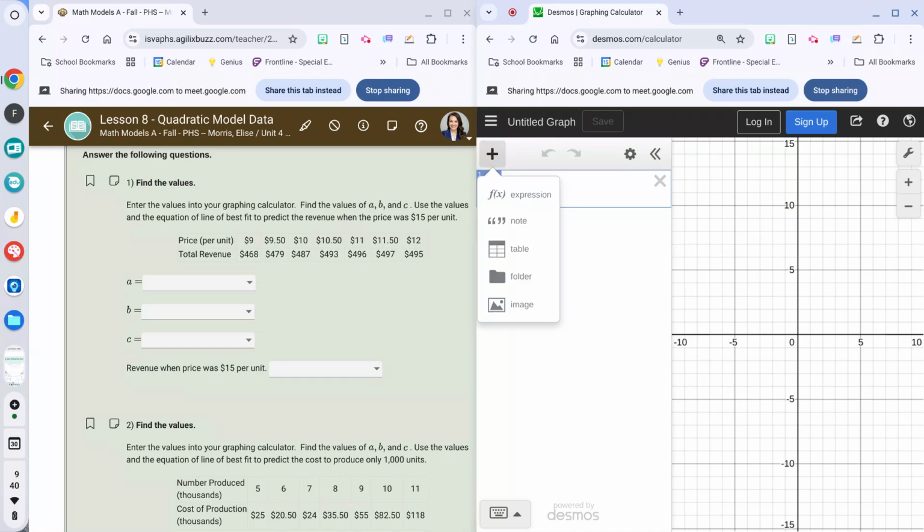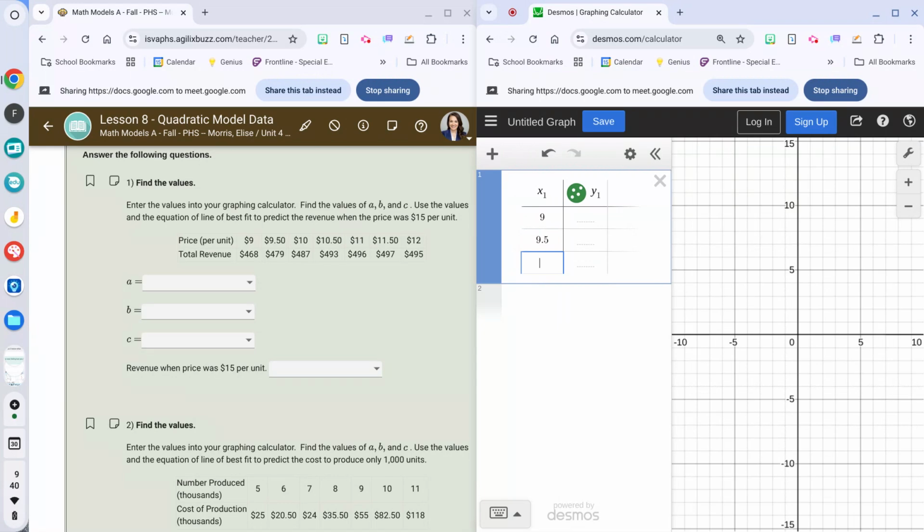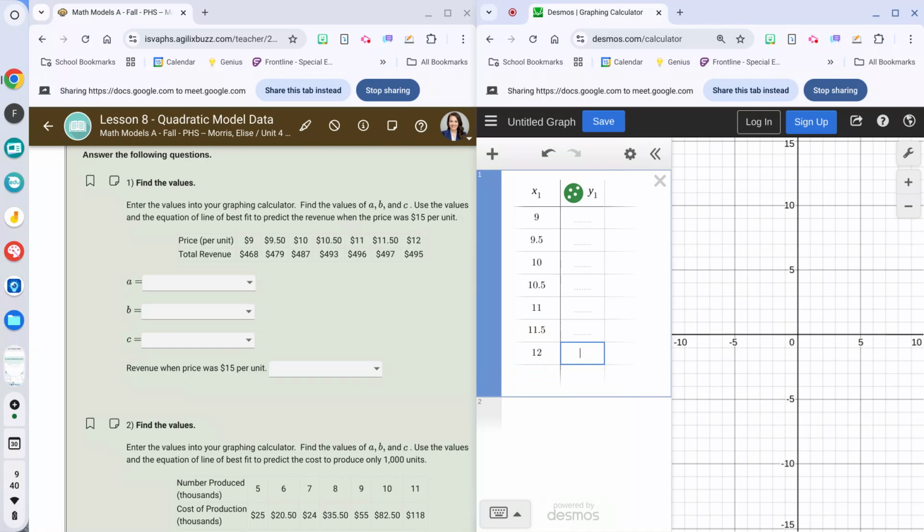So we're going to hit the plus on Desmos, and we're going to add a table. And we're going to type all these values in. 9, 9.50, 10, 10.50, 11, 11.50, and 12. We can arrow over with our keyboard, or you can use your mouse. And now we're going to put in all the Y values, which is the dependent values, which is the revenue.